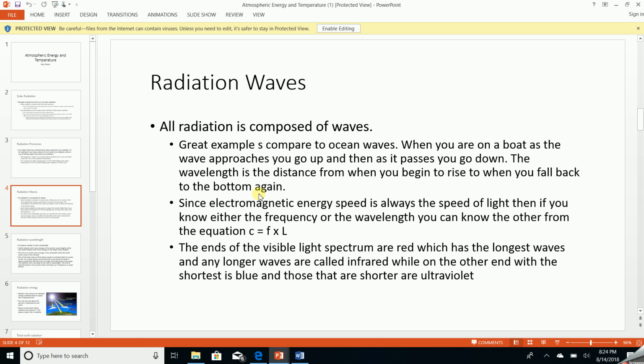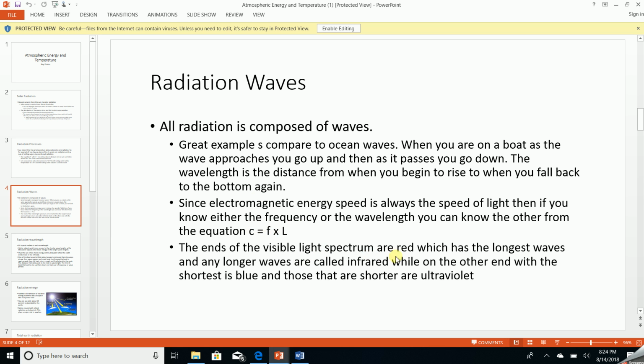One of the neat things about radiation is that they all move at the speed of light. So if I know the wavelength, I immediately know the frequency. So they're very relatable here again. By knowing these things, you can actually relate.